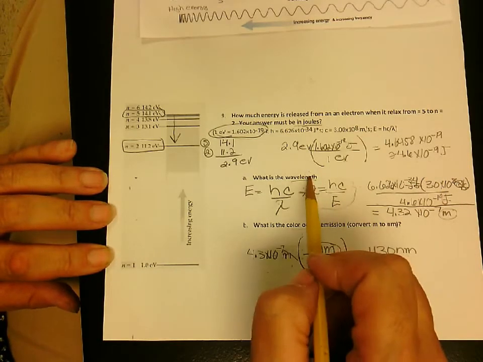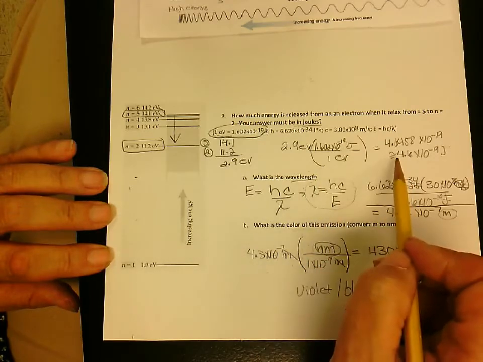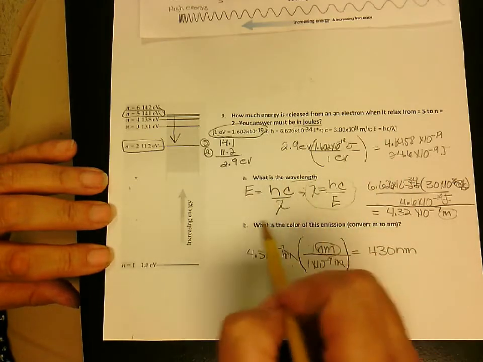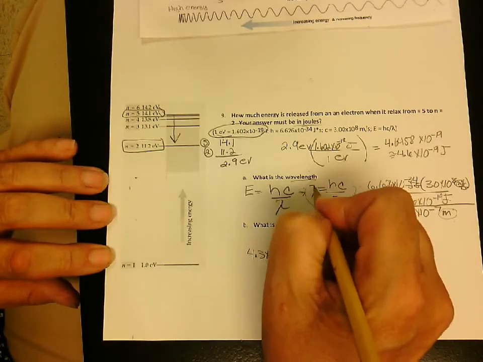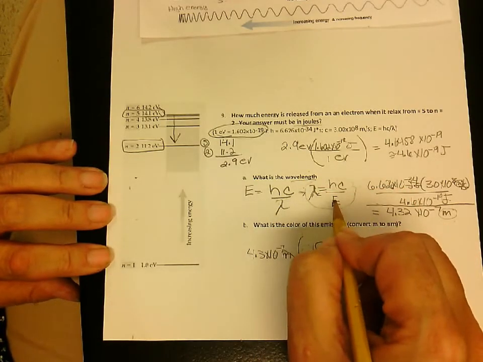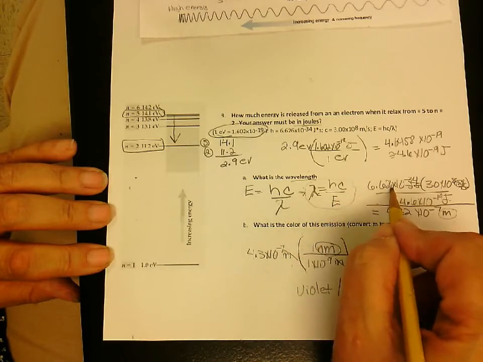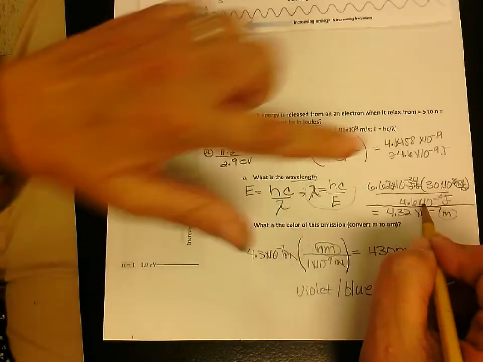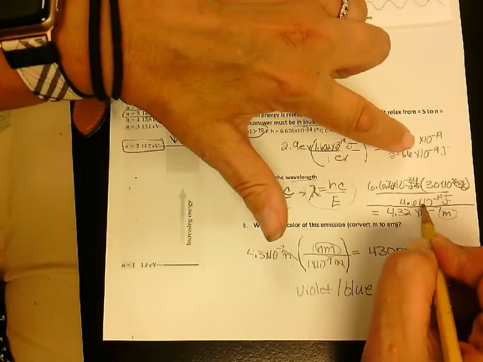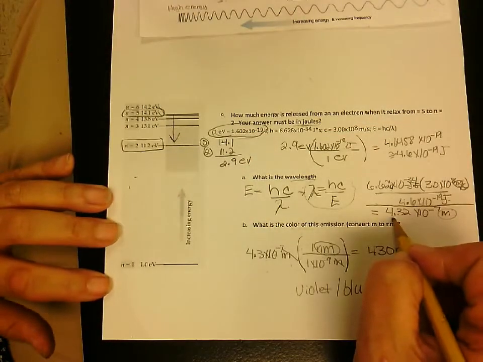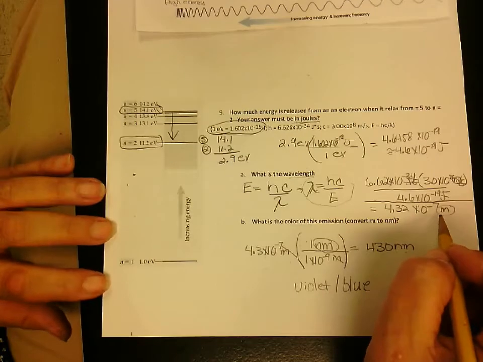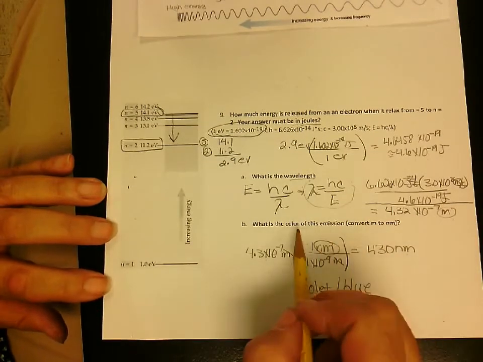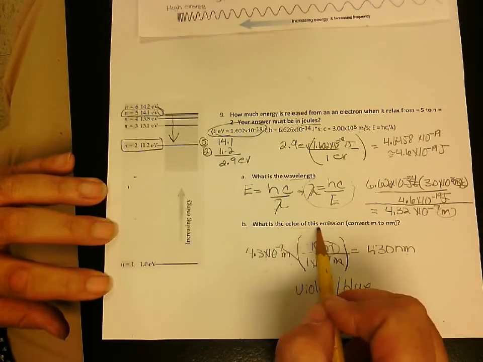They want to know the wavelength. So I know energy and I know wavelength. So this is the formula I'm going to use, but I have to rearrange it, so I'm solving for wavelength. So here it is rearranged. I plug in my Planck's constant, my speed of light. I divide by the energy I got in joules, and I get a wavelength of 4.32 times 10 to the negative 7th meters.